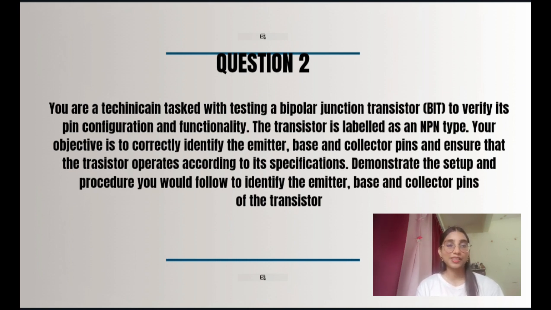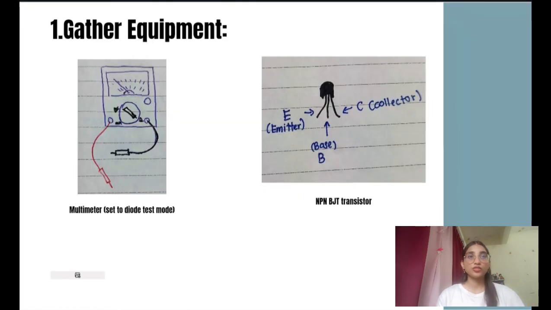of the transistor. So firstly, we would have to gather the equipments. So equipments needed for this question is multimeter, which should be set into a diode test mode, and an NPN BJT transistor, as I have drawn in the slide.